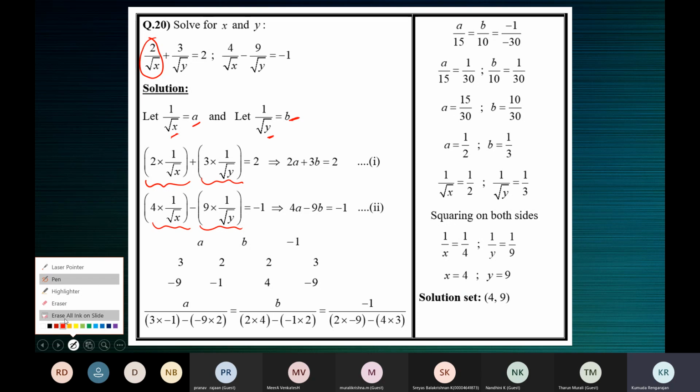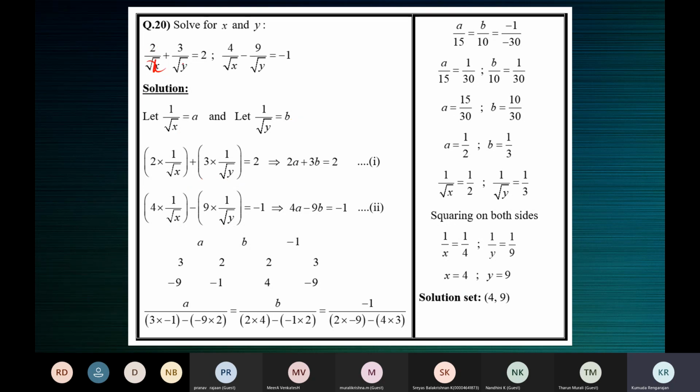It's similar to 2 by x, 3 by y, 4 by x, 5, 9 by y. The same thing. Here you have root x, that's all. Like how you say 1 by x is a, 1 by y is b, so here 1 by root x is a, 1 by root y is b. You can see I've shown how it is 1 by root x and 1 by root y. So you get the equations in a and b. Solve the equations and find the values of a and b. So a is 1 by 2, children, watch this. a is 1 by 2, b is 1 by 3.